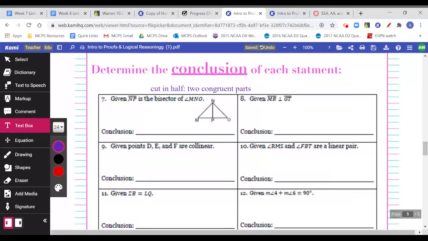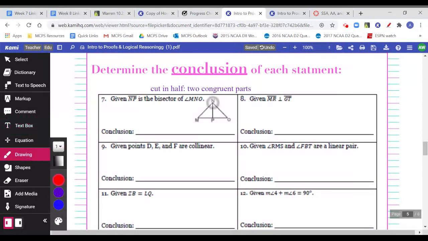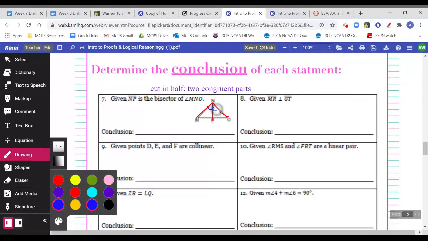So let's look back again at this problem, and it says NP, so I'm just going to highlight NP real quick, is bisecting angle MNO. Okay, so that vertical line segment is bisecting that angle at the top of this triangle, which means it's cutting it in half, and it's creating 2 congruent pieces. Both of those smaller angles are going to be congruent to each other. And so that's basically my conclusion, is I can conclude that those 2 angles are congruent to each other.